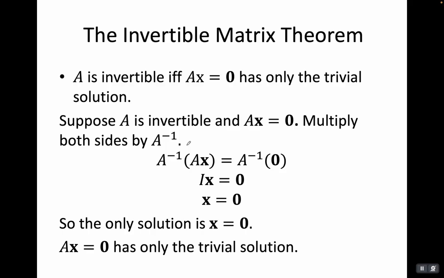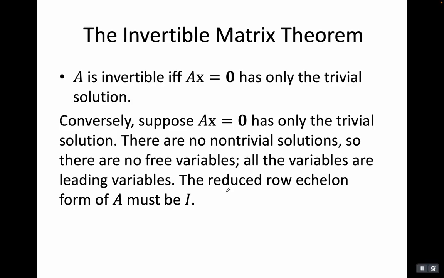Suppose A is invertible and AX equals 0. Multiply both sides by A inverse. A inverse AX equals A inverse 0. Well, these two cancel and you're left with the identity matrix, and A inverse times 0 is just 0. Notice that this implies that x equals 0. So the only solution is x equals 0. AX equals 0 has only the trivial solution.